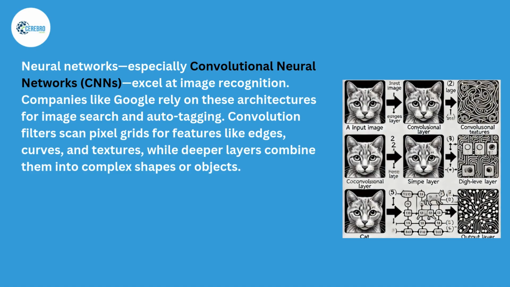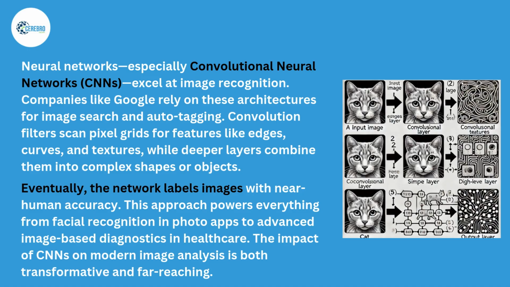Neural networks, especially convolutional neural networks, CNNs, excel at image recognition. Companies like Google rely on these architectures for image search and auto-tagging. Convolution filters scan pixel grids for features like edges, curves, and textures, while deeper layers combine them into complex shapes or objects. Eventually, the network labels images with near-human accuracy. This approach powers everything from facial recognition in photo apps to advanced image-based diagnostics in healthcare. The impact of CNNs on modern image analysis is both transformative and far-reaching.